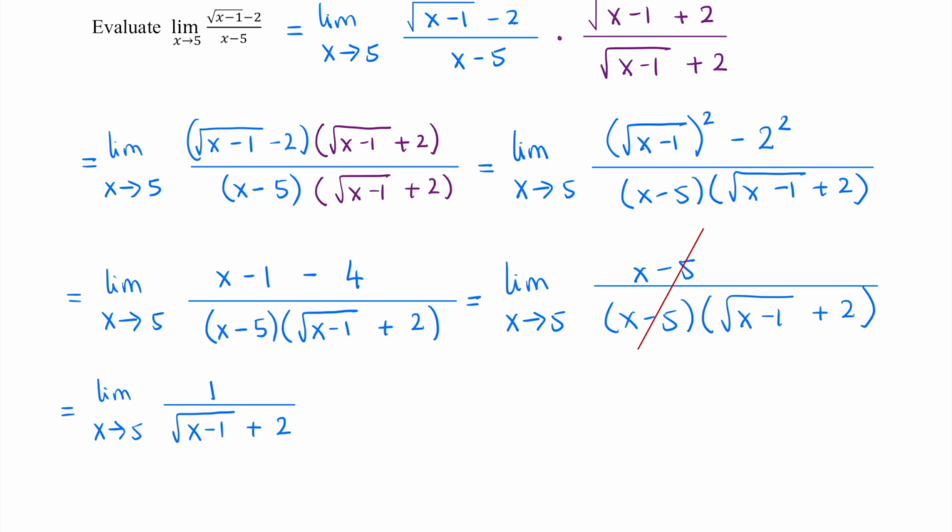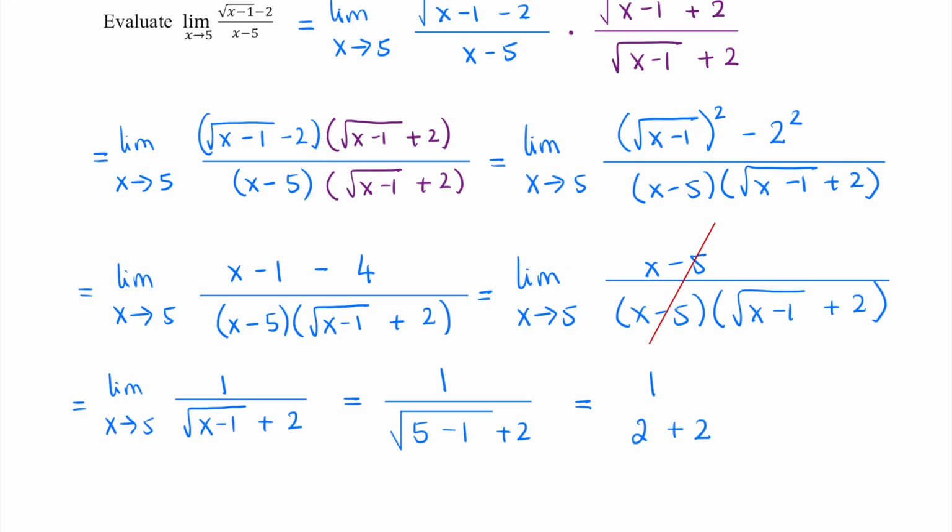And we're left with the limit as x approaches 5 of 1 over square root of x minus 1 plus 2. Now we can substitute x with 5. 5 minus 1 is 4, square root of 4 is 2. And 2 plus 2 is 4. So the limit is 1 over 4.